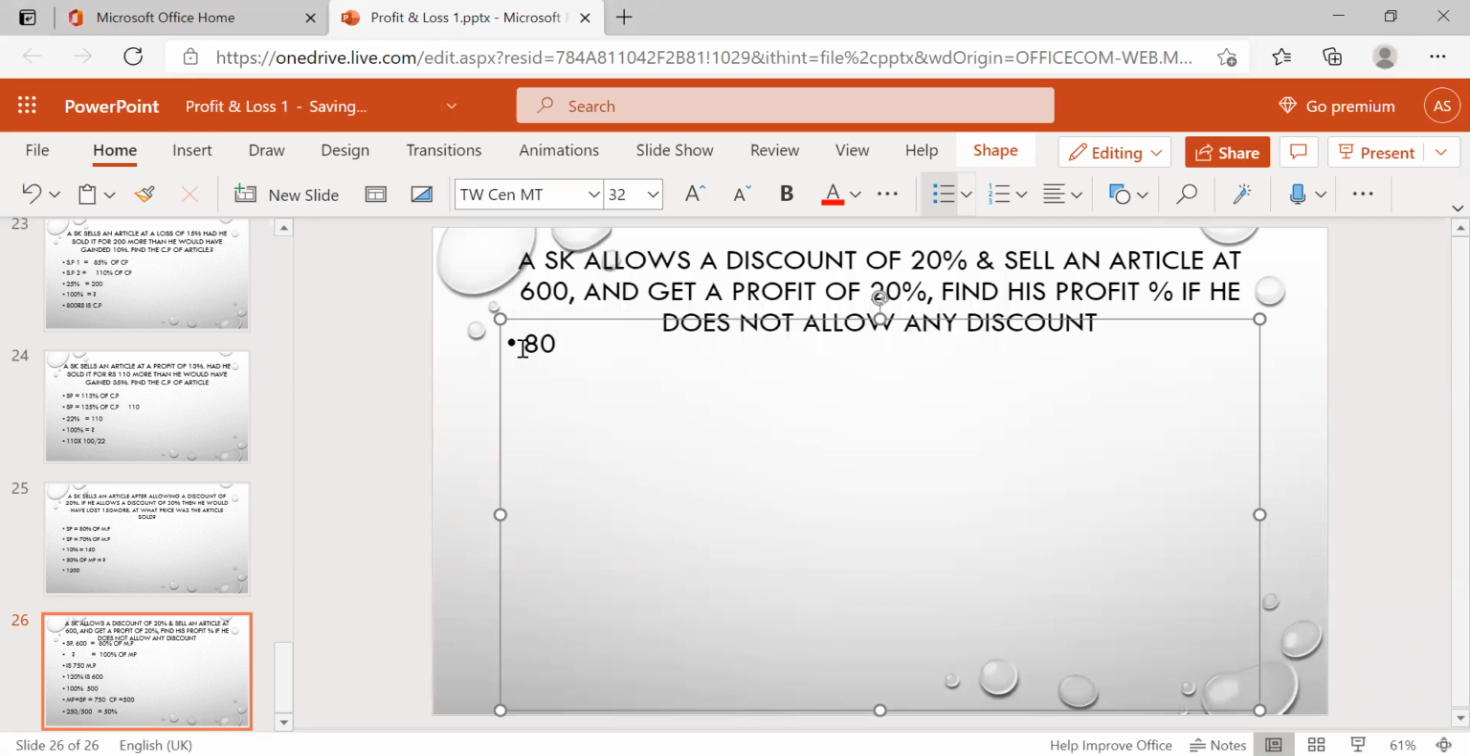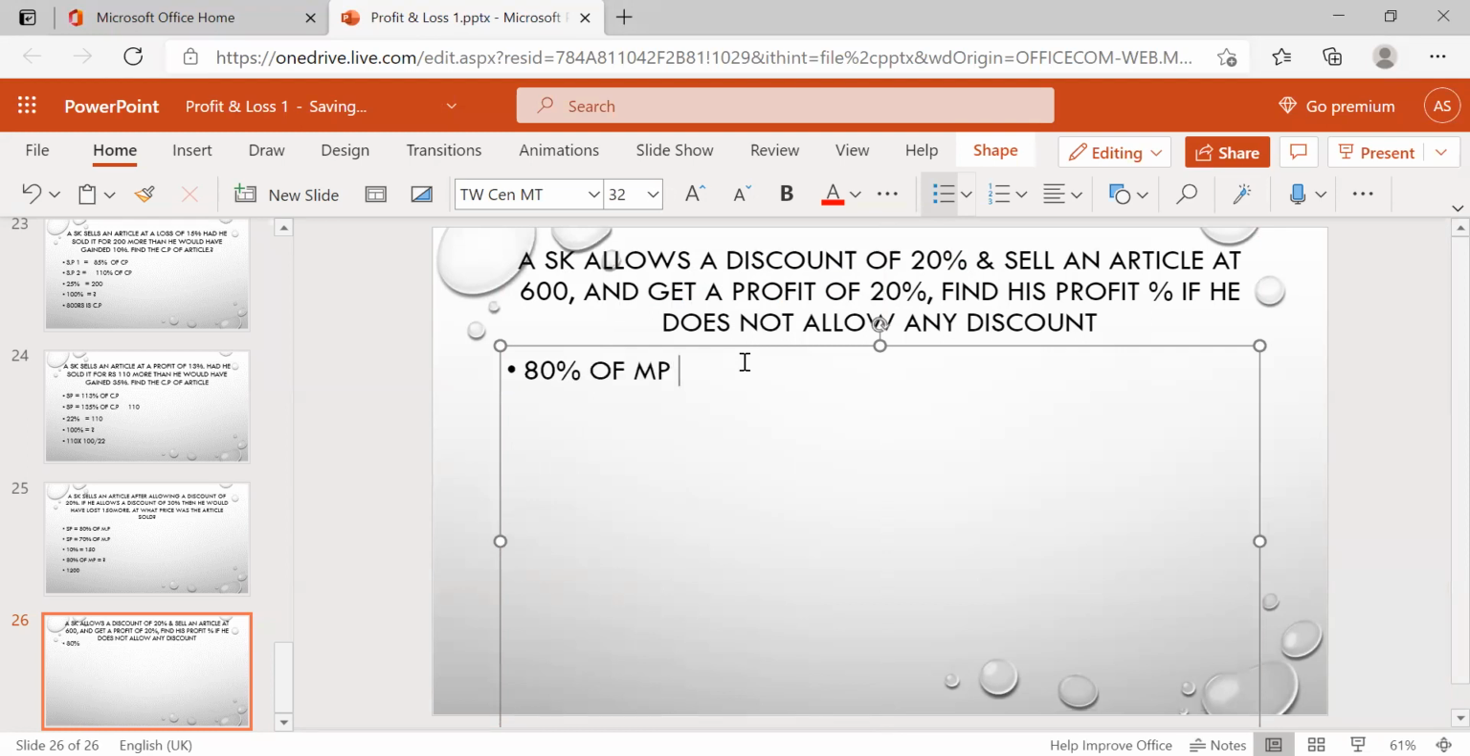First of all, 80% discount. Is it clear? 80% discount means 80% of mark price equals selling price at the first time, which equals 120% of CP. So he sold that article at 80% of mark price. Discount is 20%. 80% of mark price is nothing but selling price.